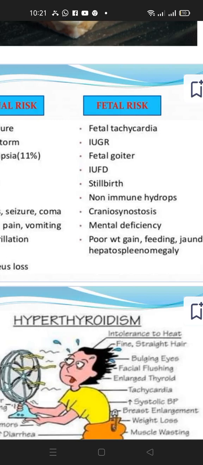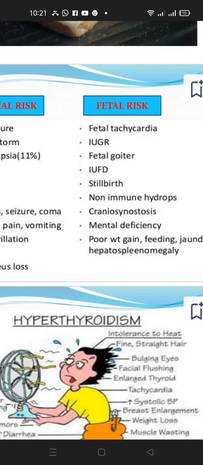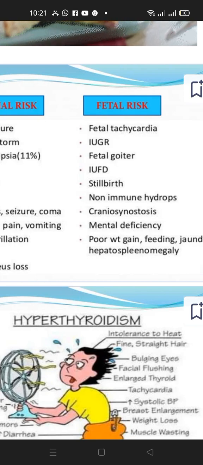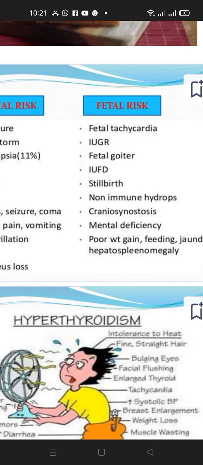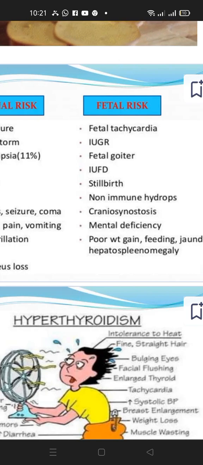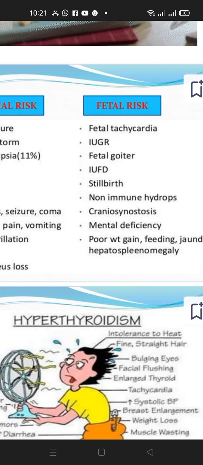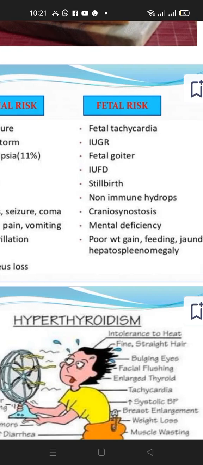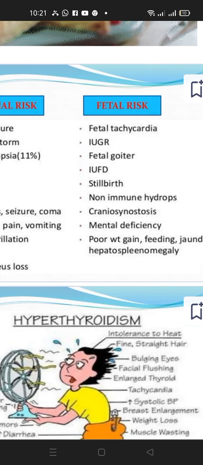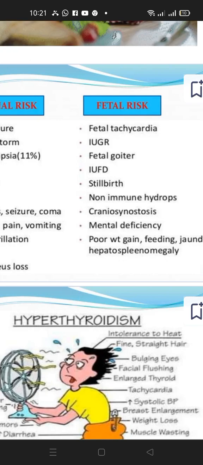the hyperthyroidism environment, in a way that the thyroid T3 T4 levels are raised, and ultimately the fetus might develop intrauterine growth restriction. There can even be intrauterine fetal death. There can be some poor weight gain, feeding, jaundice, hepatosplenomegaly, and there can be jaundice in the fetus as well. There can be fetal goiter as well.